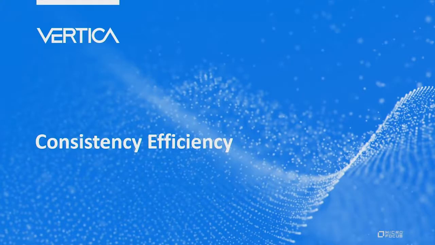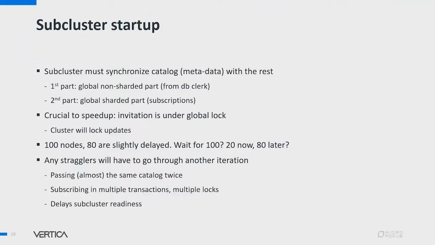So in the next part of the presentation, I'm going to talk about consistency efficiency. As I mentioned, consistency starts with the subcluster starting up, and this can be seen as a kind of two-phase process. The first part is obtaining what we call the global non-sharded state, or sometimes we call it the state catalog. It's done by receiving this catalog, which is replicated on all nodes, from the designated node called DB clerk. After all the new nodes have obtained the catalog, they know everything about the subscriptions they are going to serve. This catalog actually contains much more information than that: information about tables, projections, schemas, and so on.